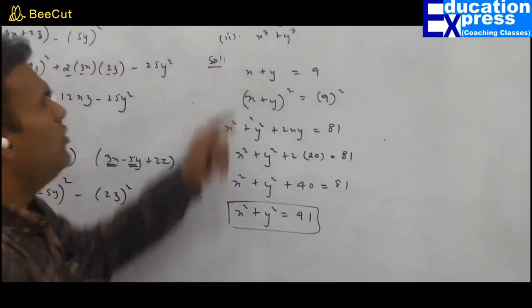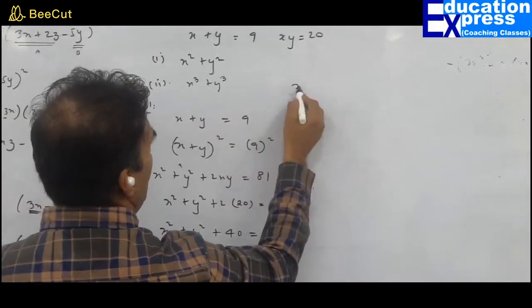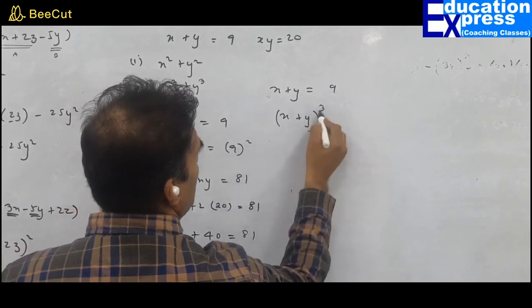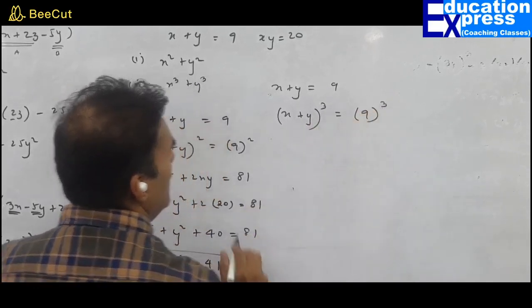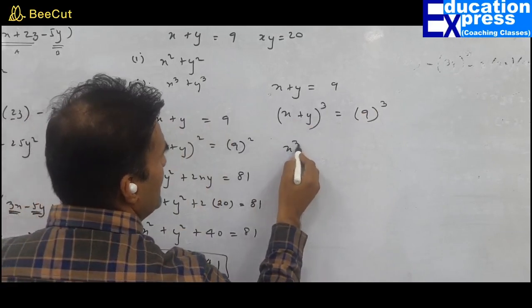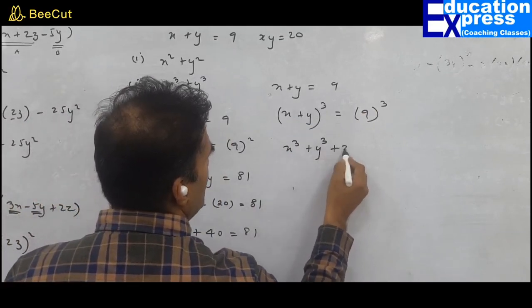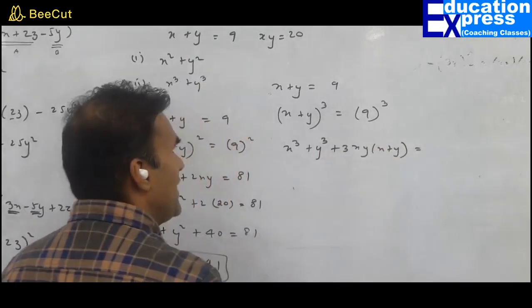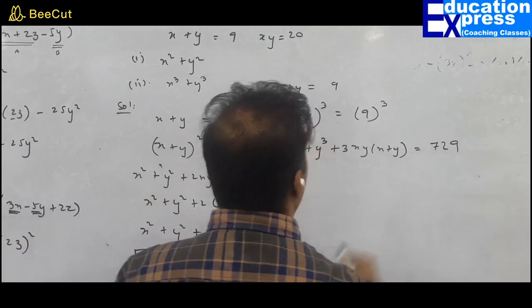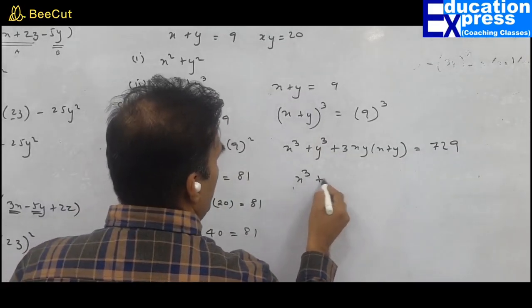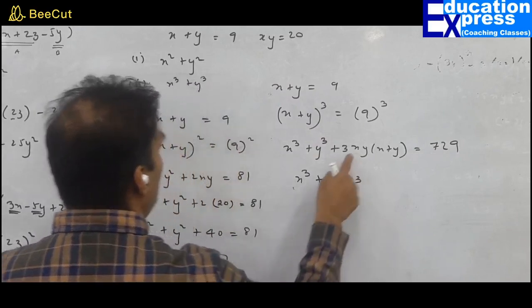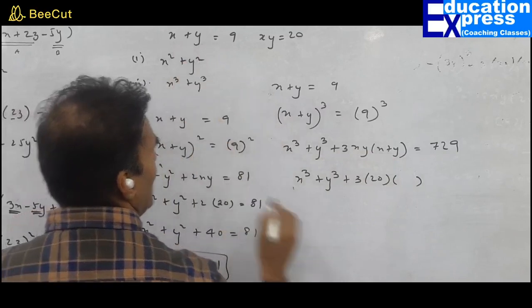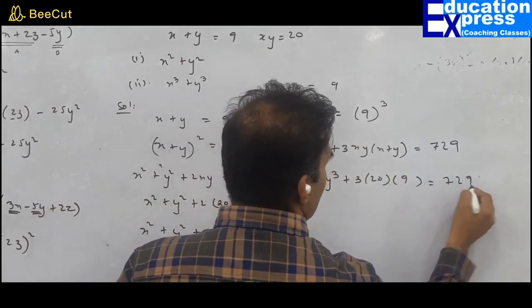Fantastic. What about cube? Same thing you're going to follow with the cube as well. x plus y equals 9, so x plus y the whole cube will be 9 cube. You have a direct identity for this: x cube plus y cube plus 3xy into x plus y equals 9 9s are 81, 9s are 729. Do you have the value of xy? Yes sir, that's 20. What about the value of x plus y? That's 9. That's also given to us.